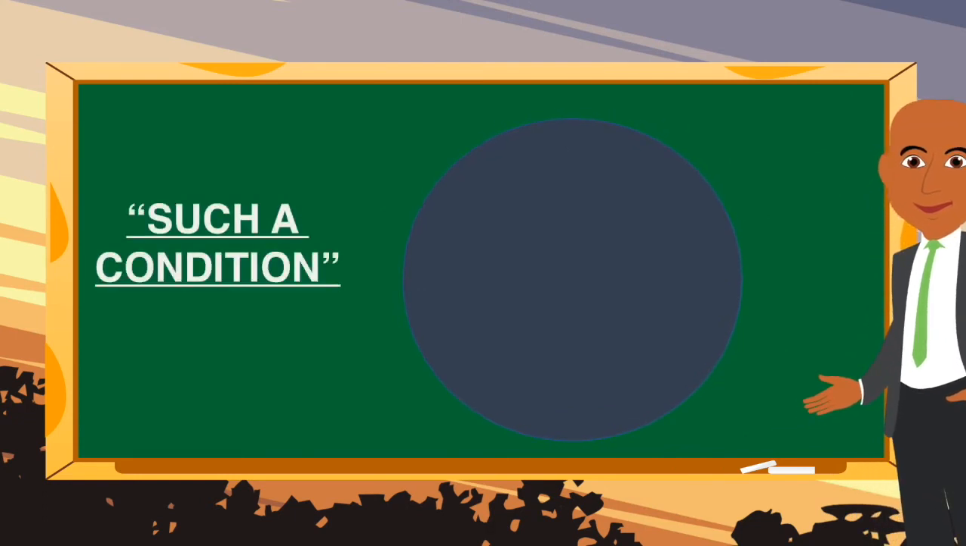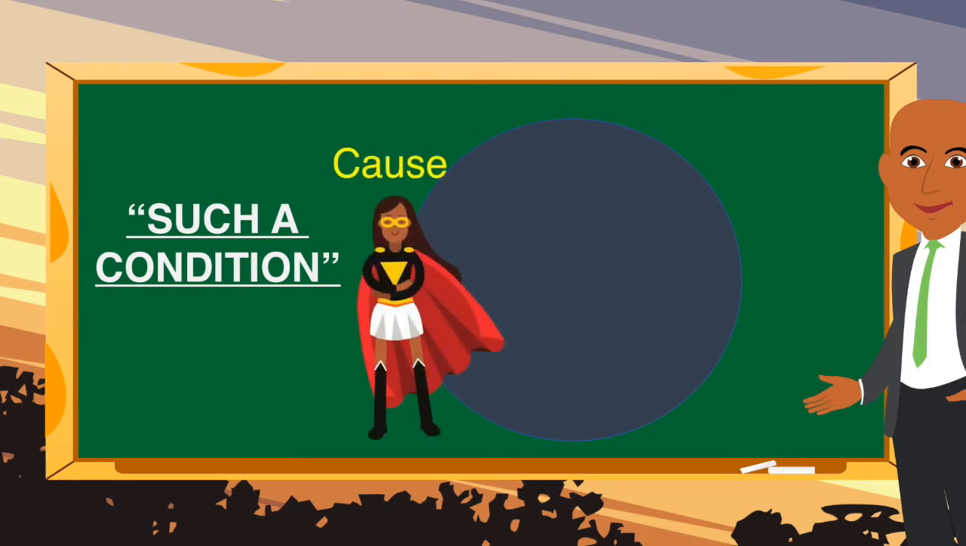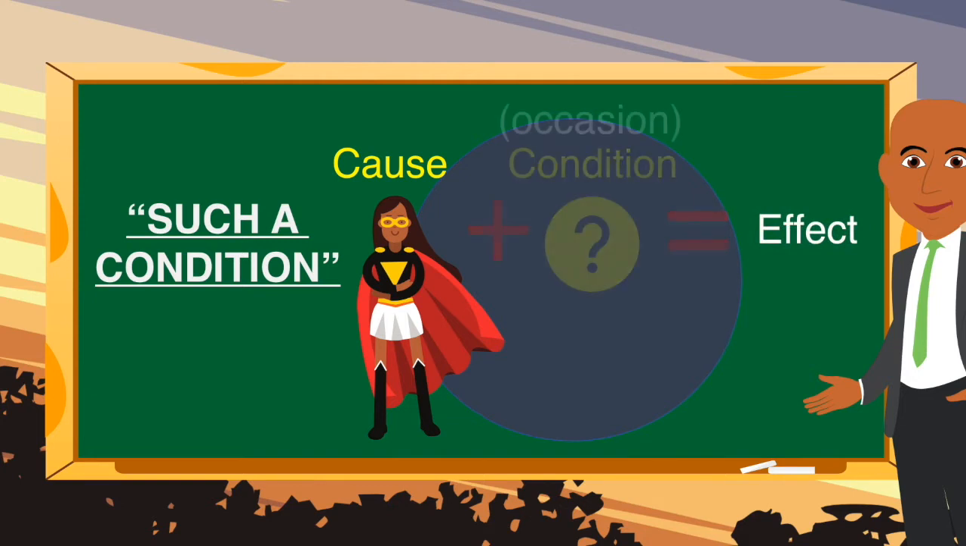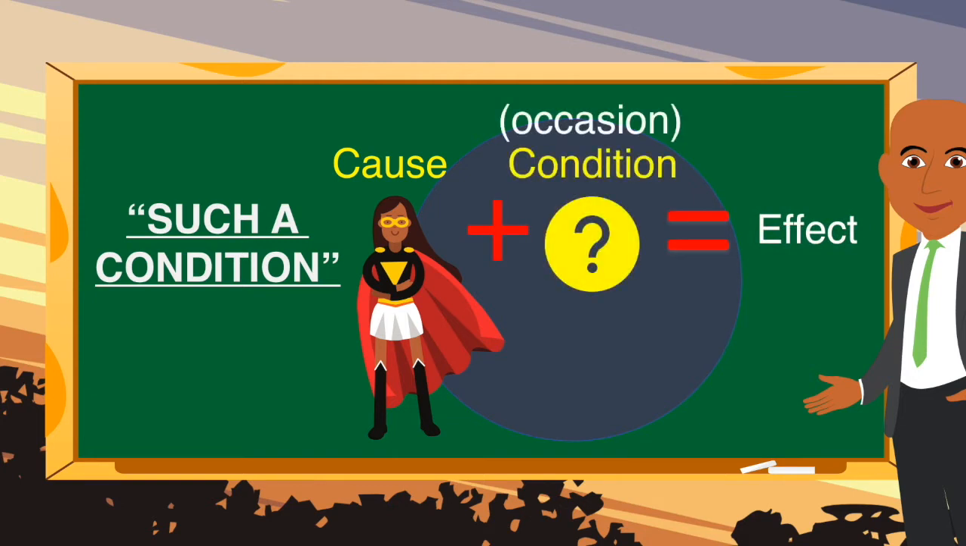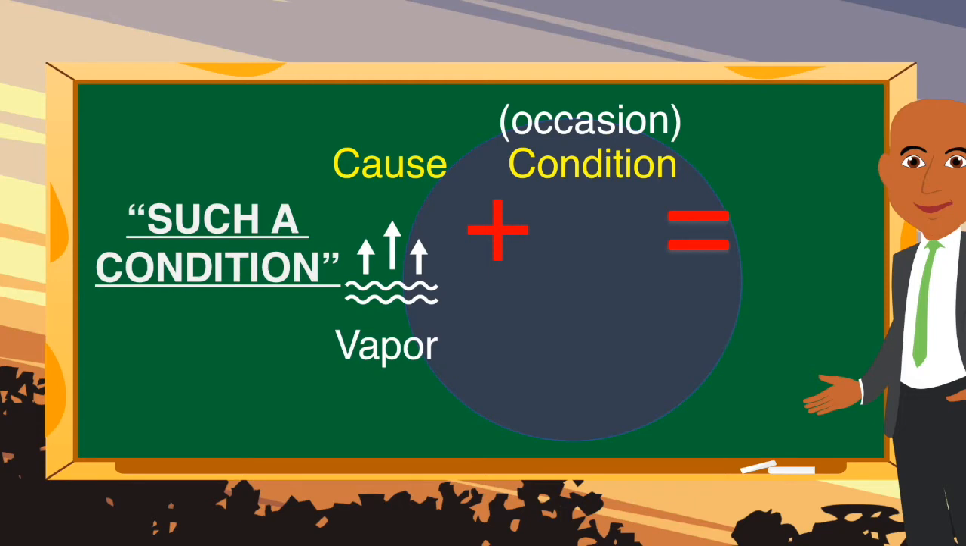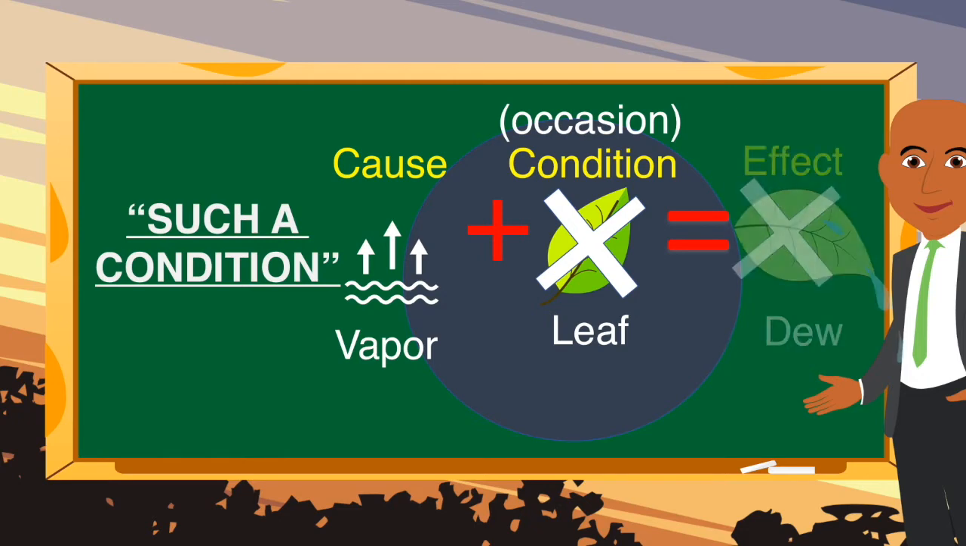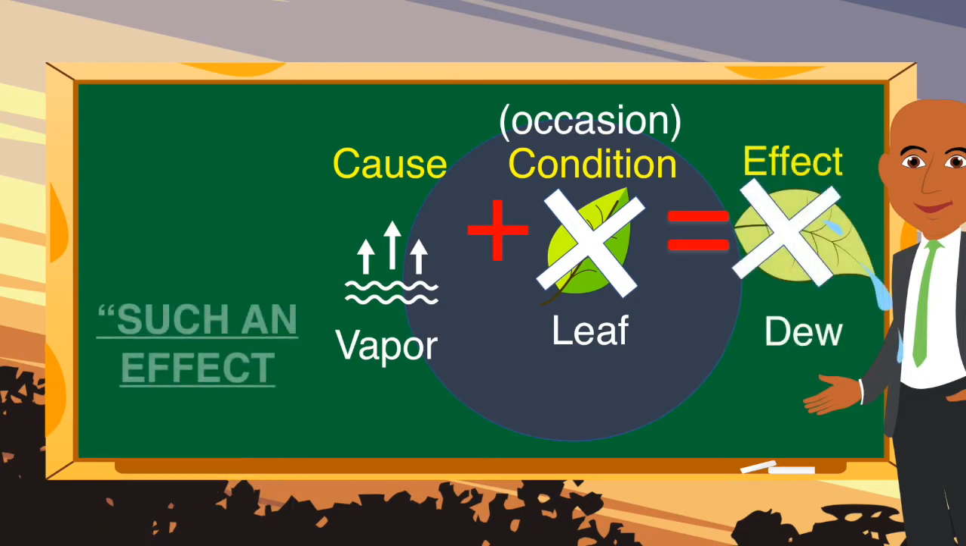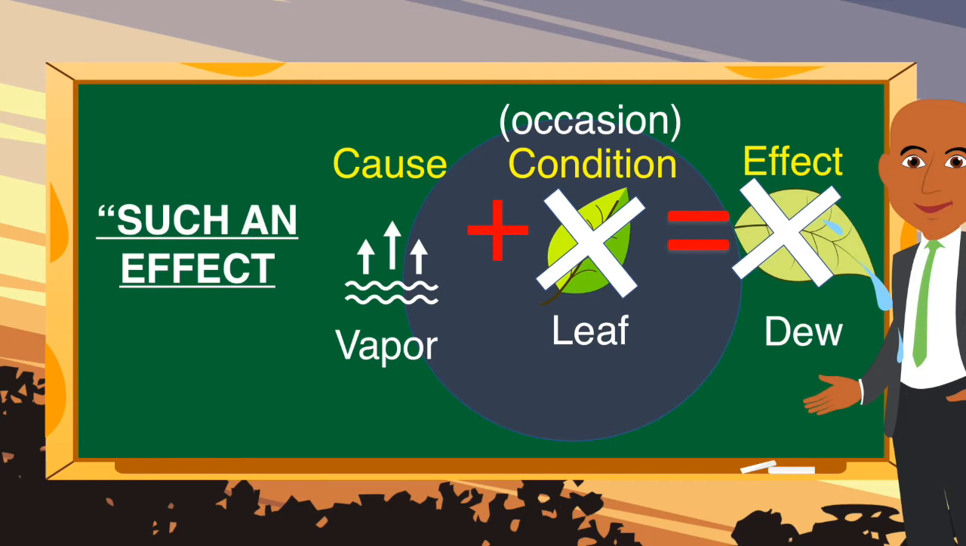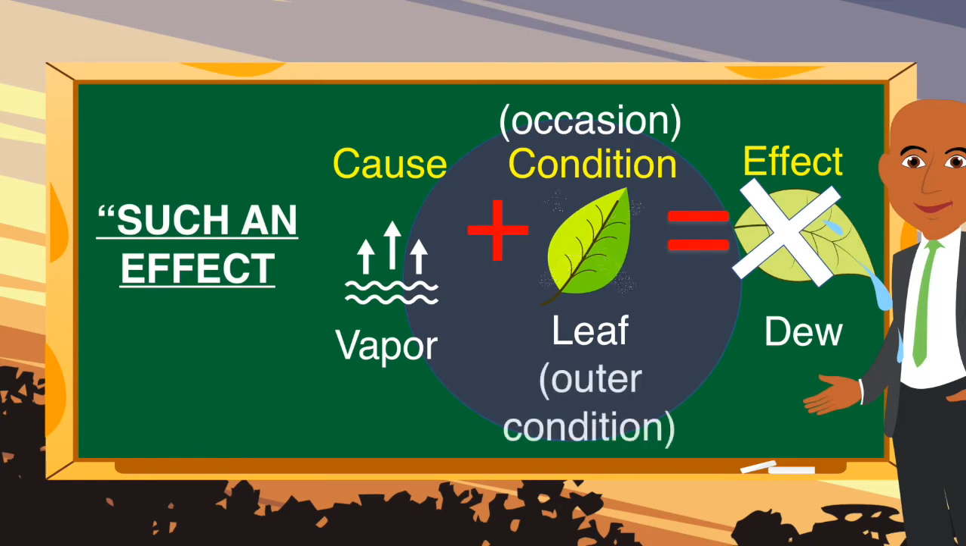Such a condition. Even when a cause exists, it does not produce its effect until it comes into contact with some occasion or condition. For instance, there is always vapor in the air as the cause of frost or dew. But if it has no condition that brings it into contact with the ground or the leaves of a plant, it does not become frost or dew. Such an effect. When a cause meets with a condition, this interaction produces a phenomenon or effect.